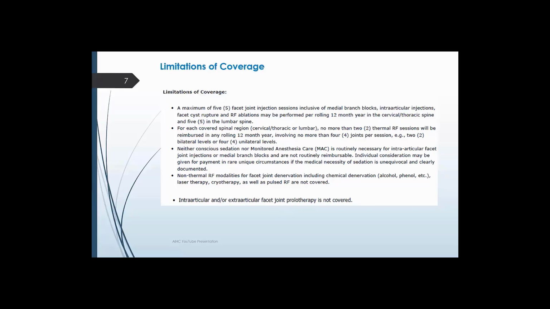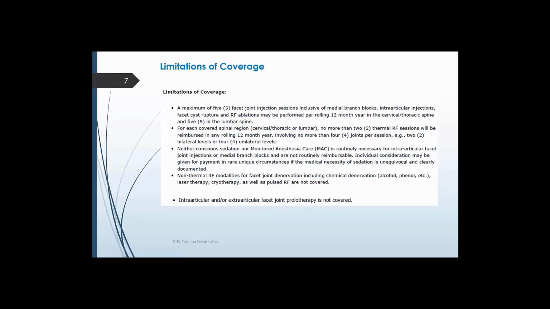So you're going to need to dissect the documentation, look at prior records. For each covered spine region, no more than 2 thermal RF sessions will be reimbursed in any rolling 12-month year, involving no more than 4 joints per session, 2 bilateral levels or 4 unilateral levels. And it goes on about conscious sedation and non-thermal modalities. So you need to go through the entire patient's record and make sure that if your claim were audited, the auditor and reviewer would be requesting all of the pertinent pieces of information.